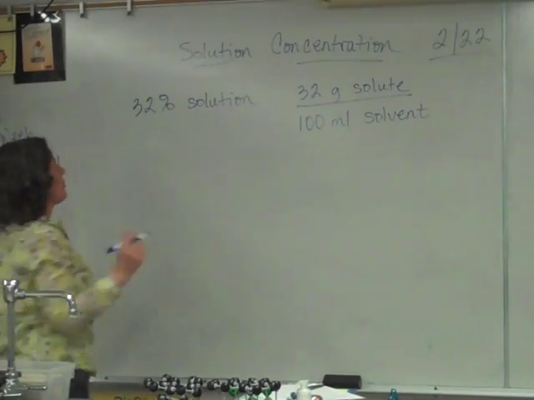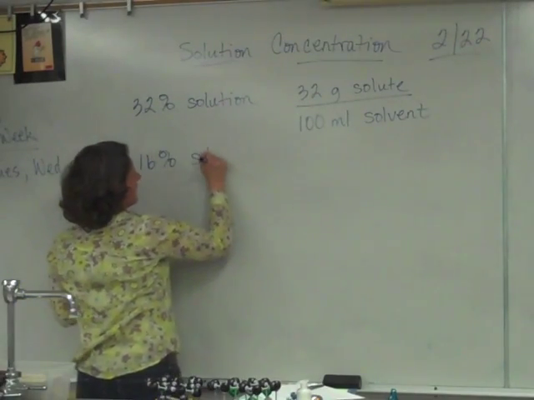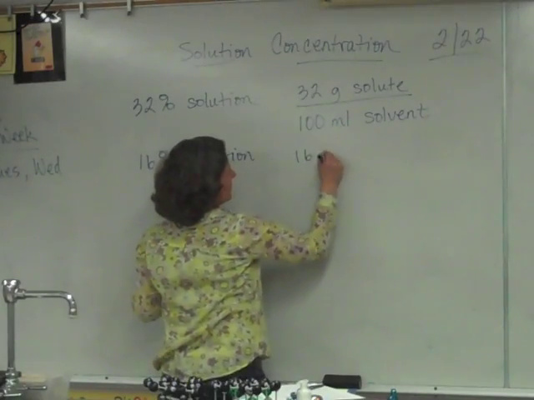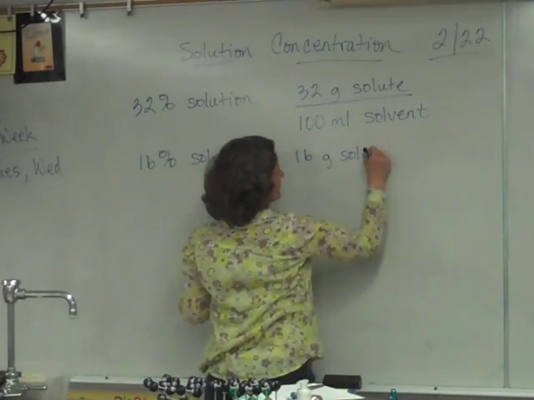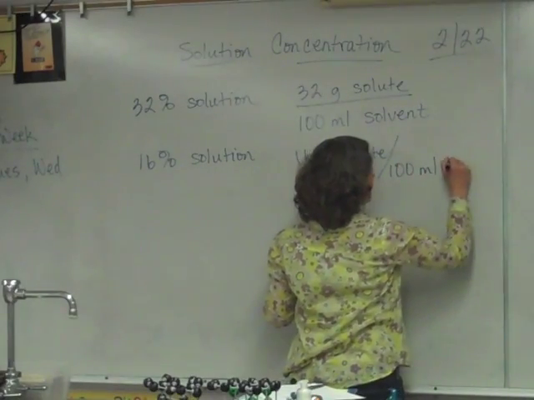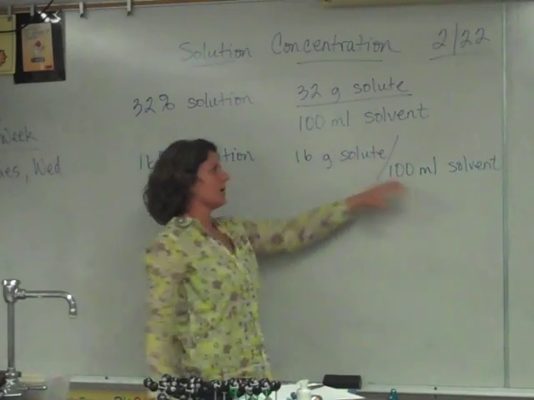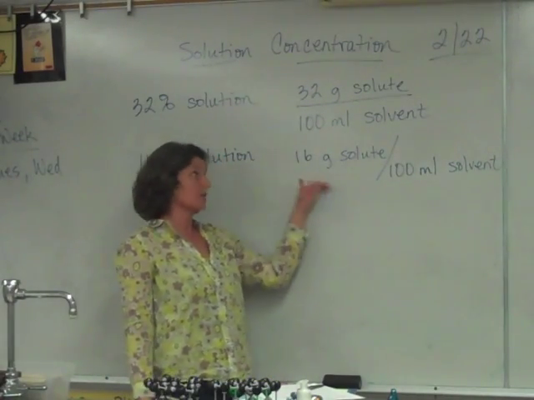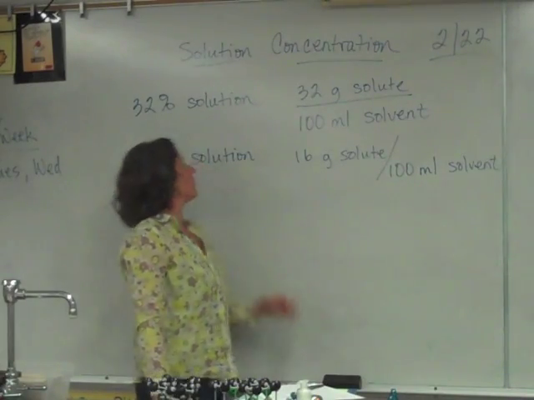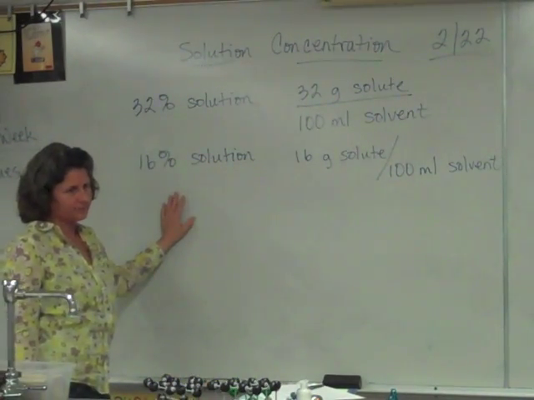What would a 16% solution be? That would be 16 grams of solute per 100 mils of solvent. Keep in mind, people, this isn't measuring up to 100 mils. It's taking 16 grams and adding 100 mils of solvent to it. That's what these kinds of percent solutions are.